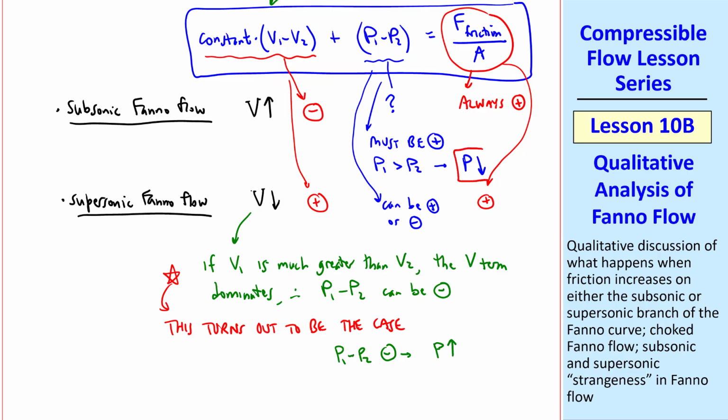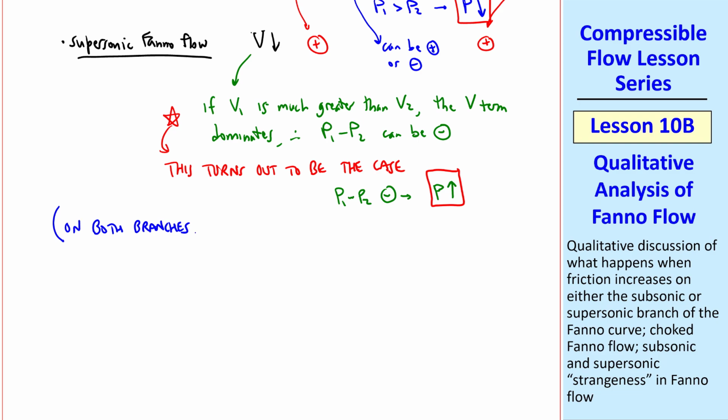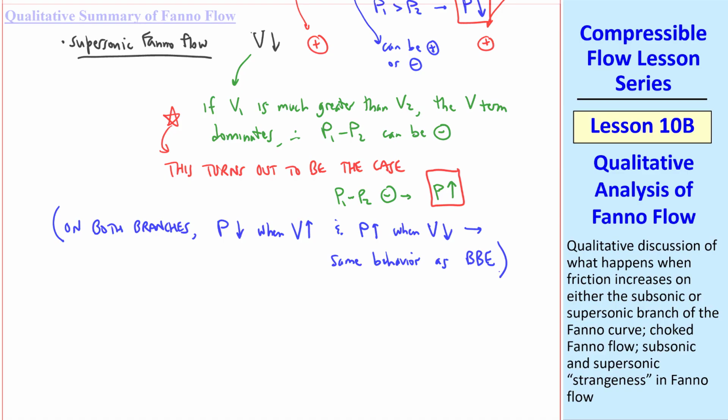Thus, the behavior for subsonic flow is opposite that of supersonic flow in terms of pressure. As a side note, on both branches, subsonic or supersonic, pressure goes down when speed goes up, and pressure goes up when V goes down, which is easy to remember because it's the same behavior as our beloved Bernoulli equation that we all know and love from undergraduate fluids.